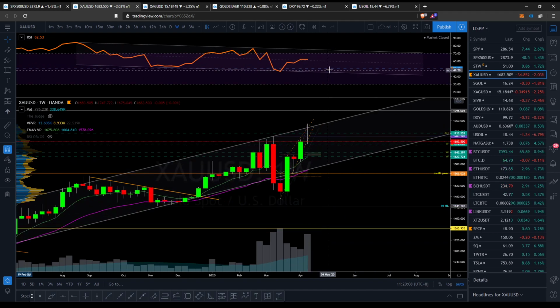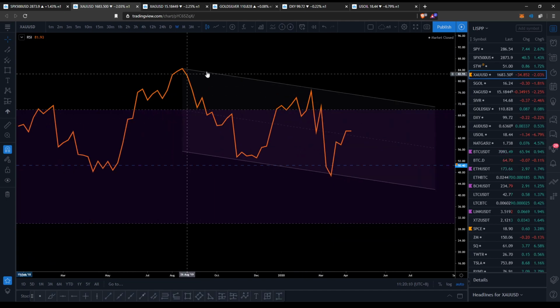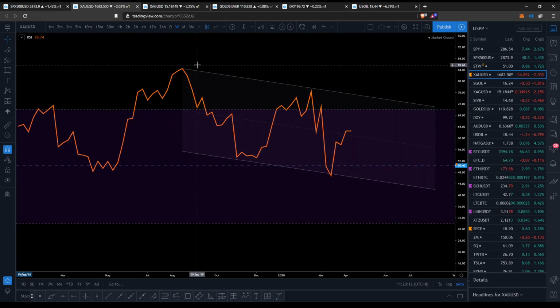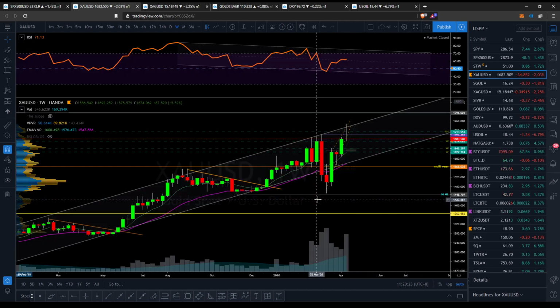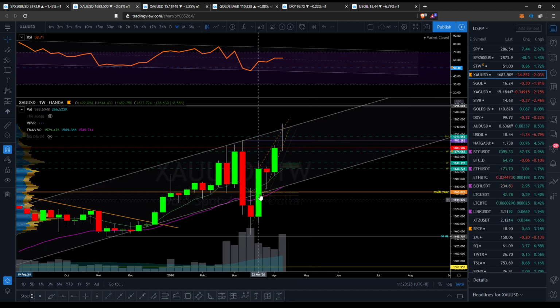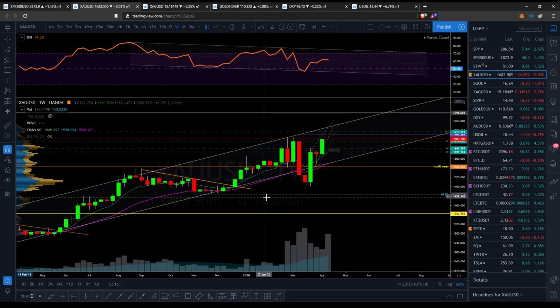What else do we have? We have an RSI weekly channel as well forming here. We're inside of it right now, and let's see what's going to happen. It's a very simple view on this one as well.